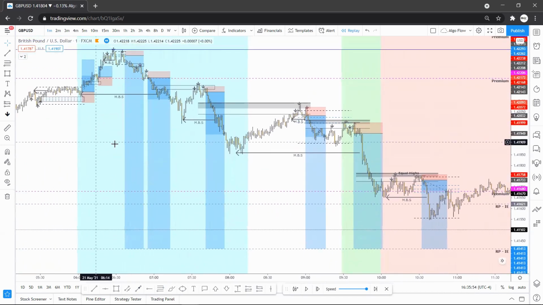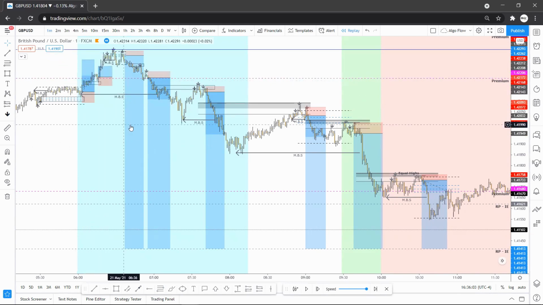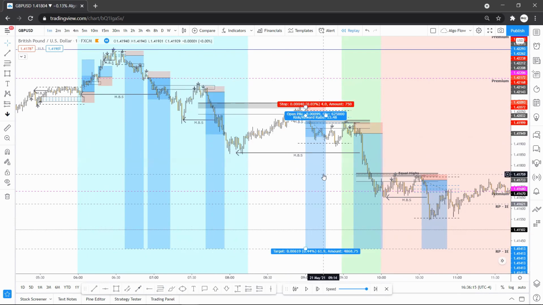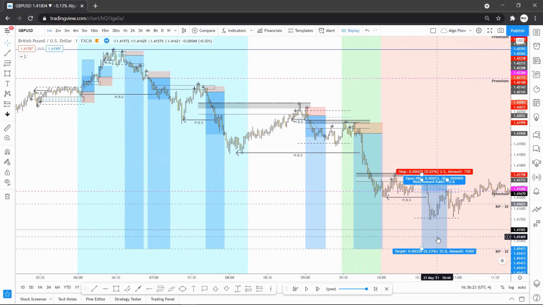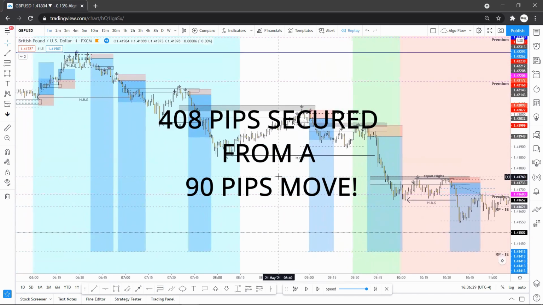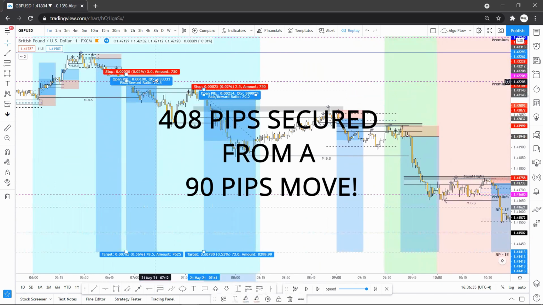So the initial move was 90 pips. Let's do the math. Let me get this calculator. So 15 and 5, that's 20. And 90, that's 110. So 79 and 73. 79 plus 73. 61 plus 53. Damn, that's crazy. Plus 32. 408 pips was secured from a move that was only 90 pips.